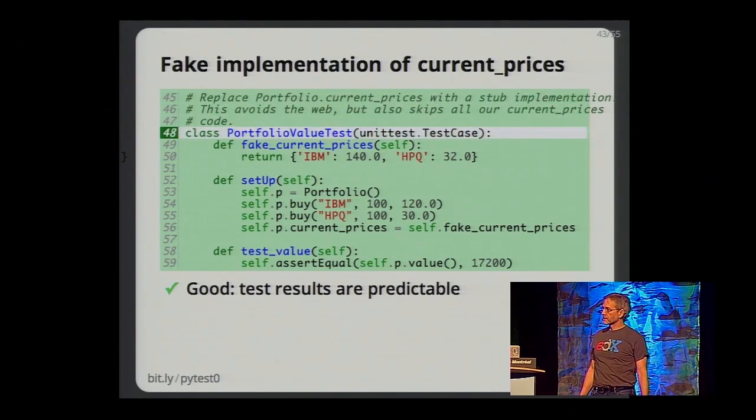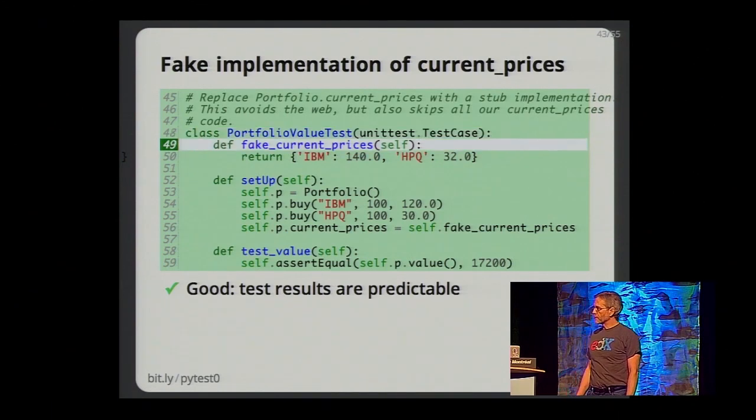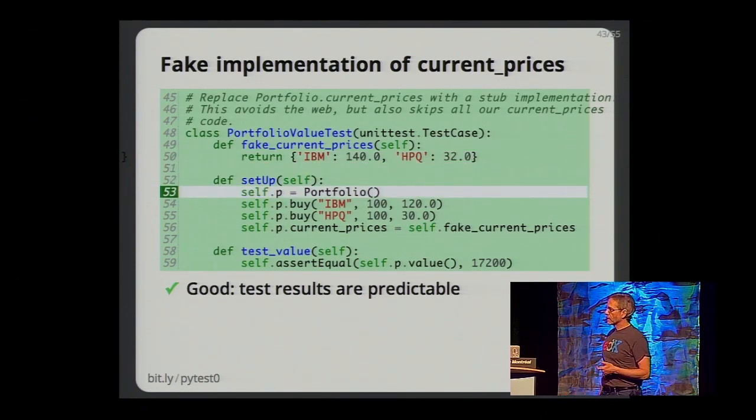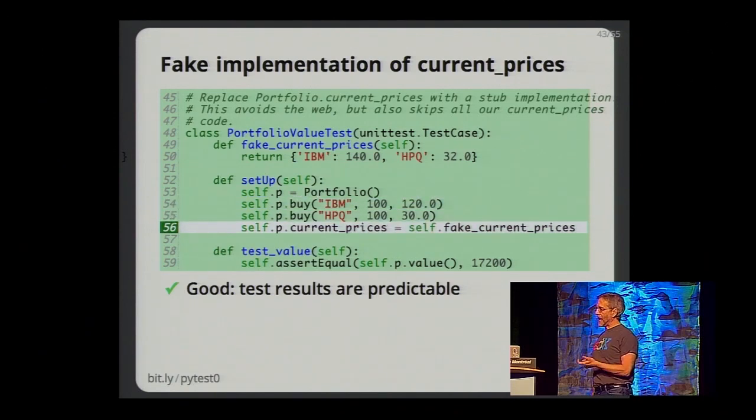So here's a test that we derive from TestCase as always, and I'm going to have a method in here called fake current prices. Now if you remember from our product code, current prices simply returns a dictionary where the keys are the names of stocks and the values are the prices. And this is going to be a fake implementation of it that just returns some canned data. And in my setup, I'm going to make a portfolio, I'm going to buy some stocks, and then I'm going to actually monkey patch the portfolio to change its current prices method into my function.